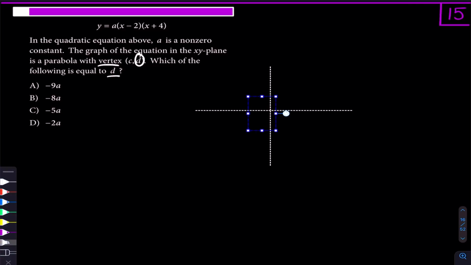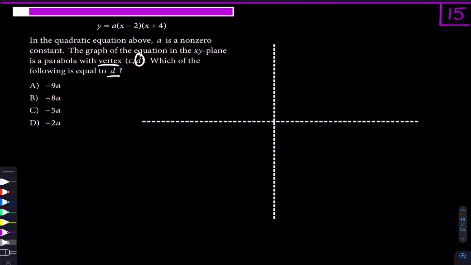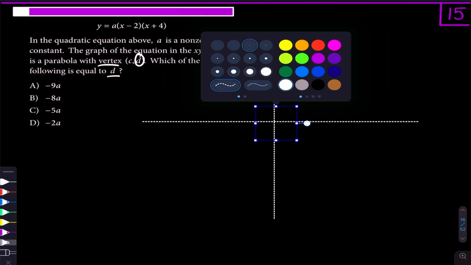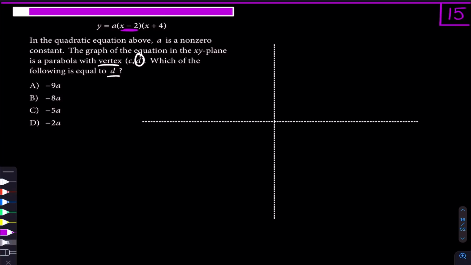So I can graph this and just give you a good understanding of what this thing is going to look like. So we know that there's going to be a 0 at x equals 2 and a 0 at x equals negative 4. So let's do that. We'll put a 0. This is going to be probably about where 2 is. This is going to be about where negative 4 is. So if I was to draw a parabola, let's see if I can get this on the first try.